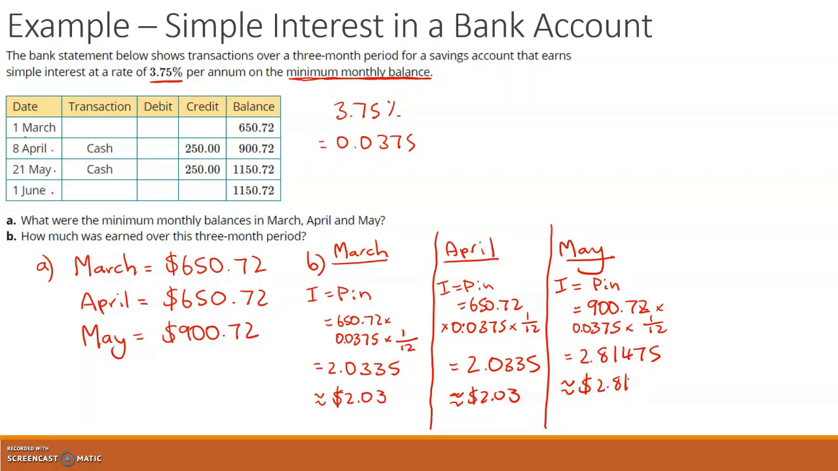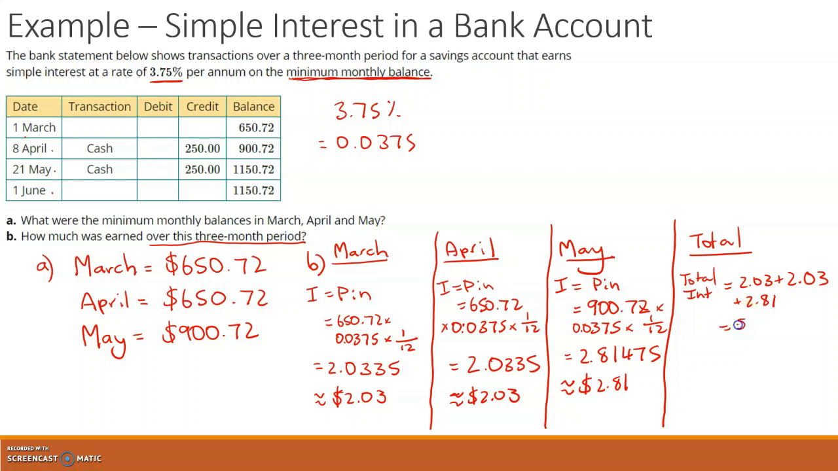So that's March, April, and May. Let's just work out the total now, because the question says how much was earned over this 3-month period. So we need to add all 3 of those together to find out the total that was earned. So the total interest is equal to 2.03 plus 2.03 plus 2.81. And the answer is $6.87. And I've already rounded to 2 decimal places there.